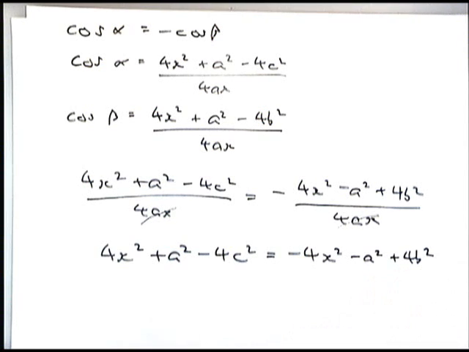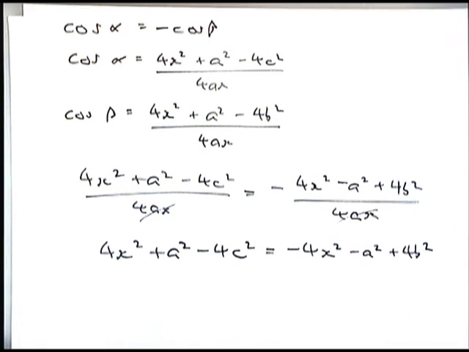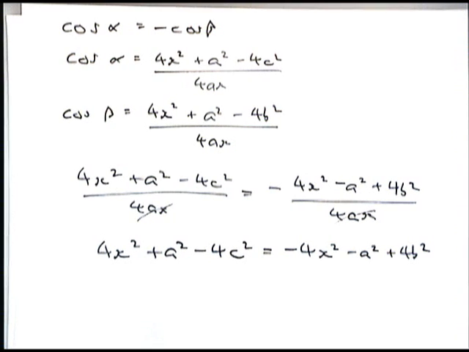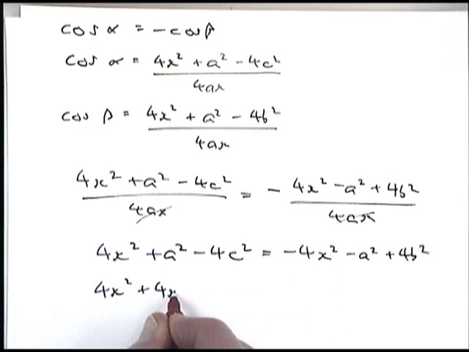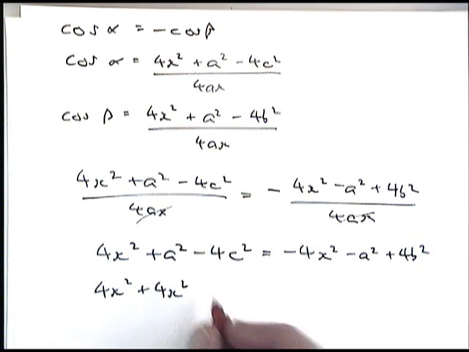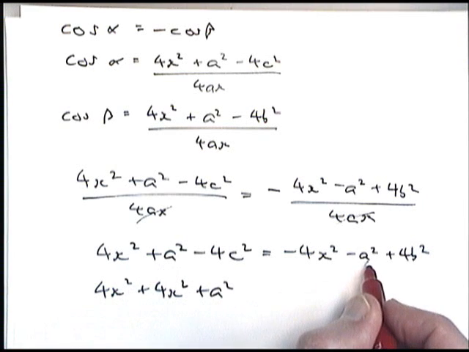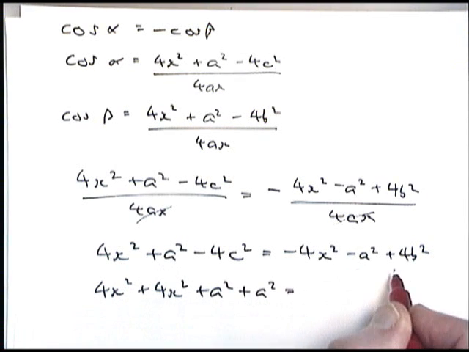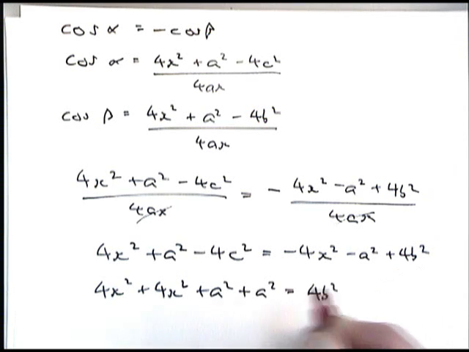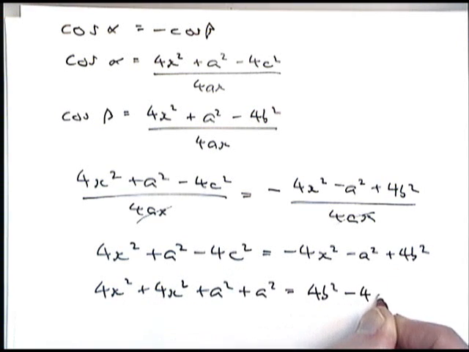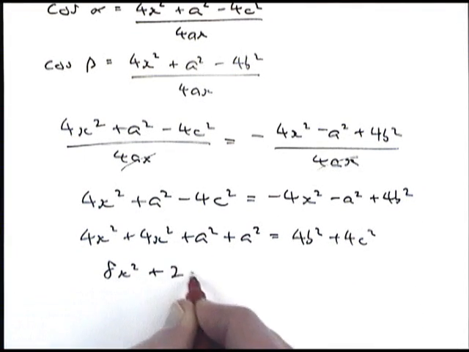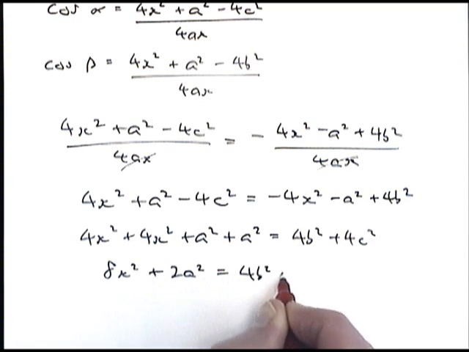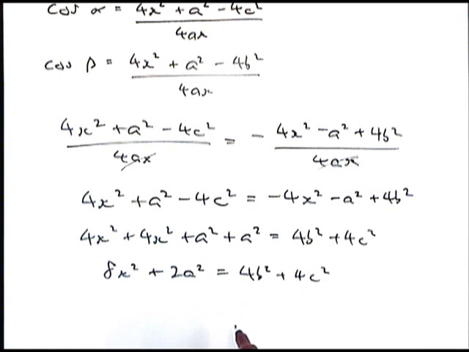Okay. Now if I combine some of my bits together, if I look at the answers, I've got x's and a's on one side and c's and b's on the other side. So I have that 4x squared and bring this 4x squared across as well, and what x is on the left, the hint is in the question paper. I'll have that a squared there, I'll bring this a squared across. So on the right I've still got that 4b squared, and I'll take that minus 4c squared across, and it'll be a plus. So now I've got 8x squared plus 2a squared is 4b squared plus 4c squared.